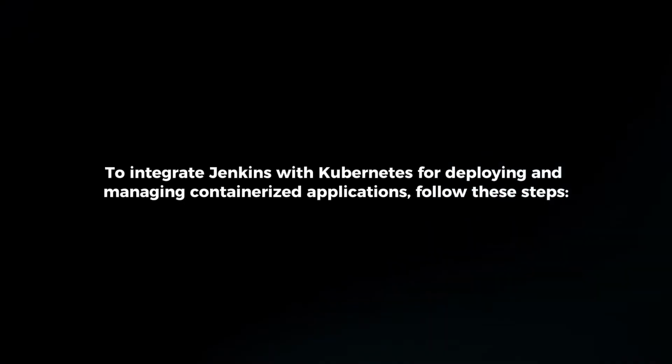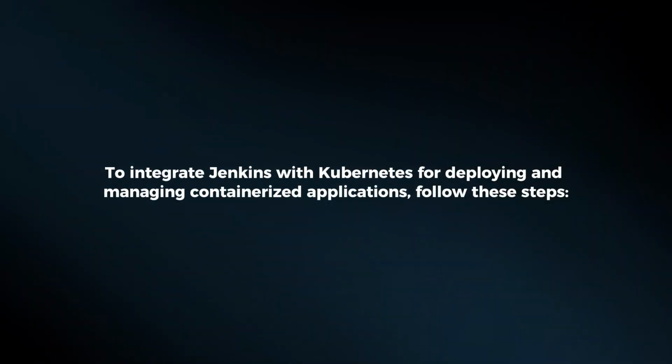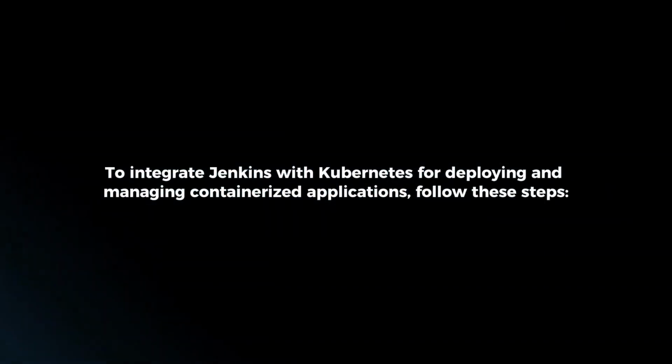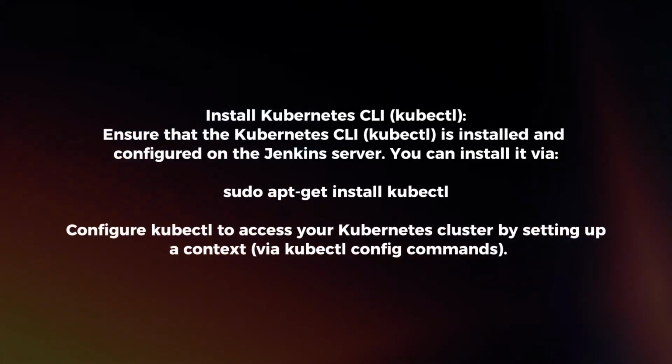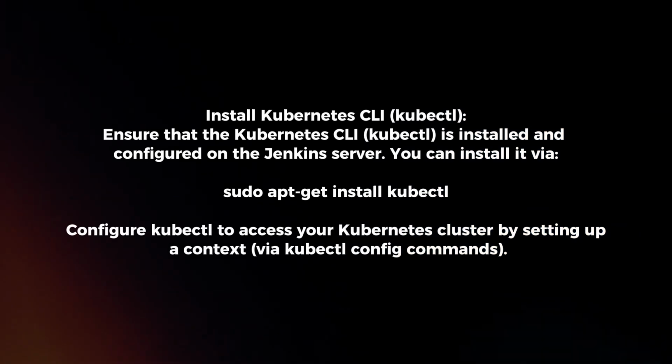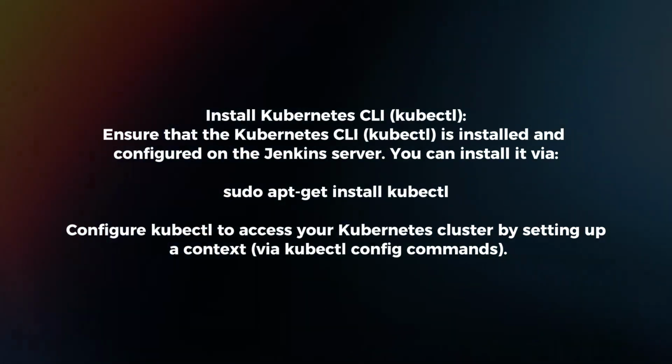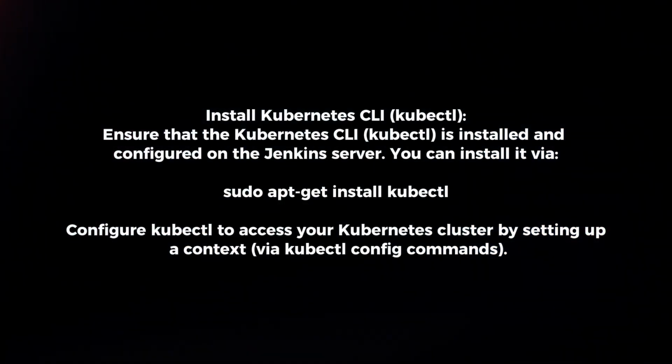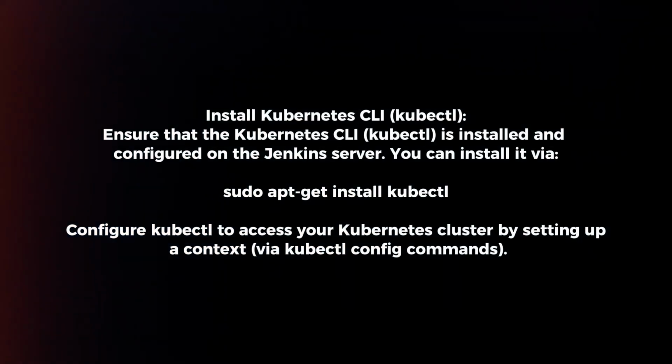To integrate Jenkins with Kubernetes for deploying and managing containerized applications, follow these steps. Install Kubernetes CLI. Ensure that the Kubernetes CLI is installed and configured on the Jenkins server. You can install it via the following. Configure kubectl to access your Kubernetes cluster by setting up a context.